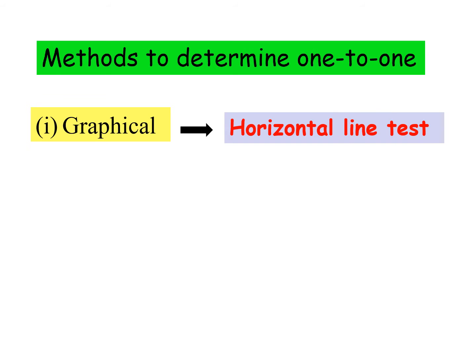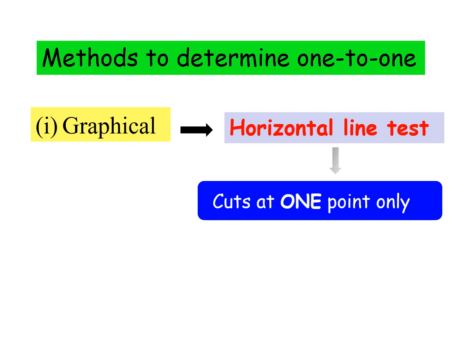There are two methods to determine whether a function is one-to-one. The first one is graphical method, which is horizontal line test. The horizontal line test is used to determine if a function is one-to-one by drawing a horizontal line on the graph, and then if any horizontal line drawn intersects the graph of a function at only one point, then the function is one-to-one.